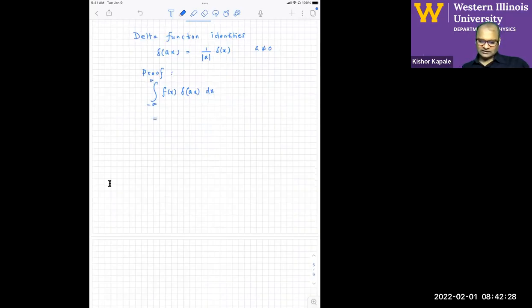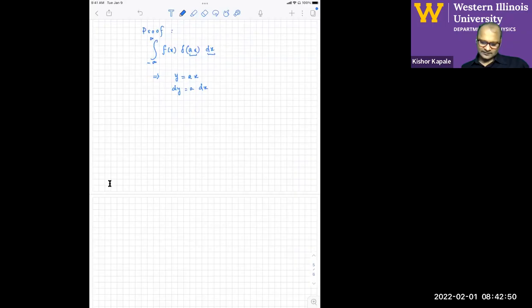How would you simplify this? Now you need to do a change of variable because the argument of the delta function and the integration variable are slightly different, right? And so I'm going to substitute, let's say, y equal to ax. And so dy is going to be a dx. So dx is then going to be dy over a.